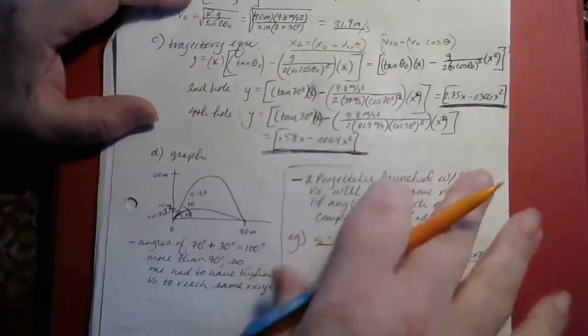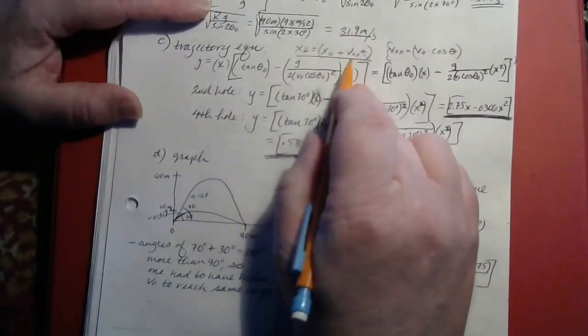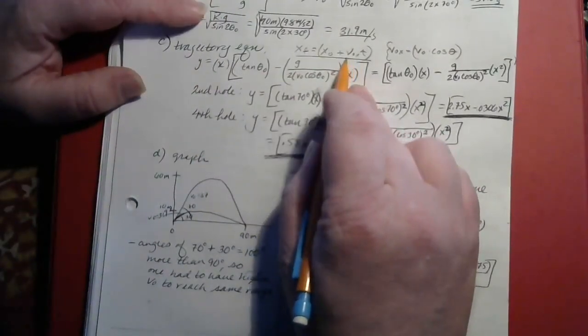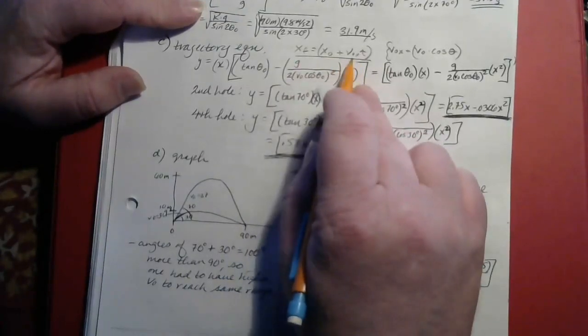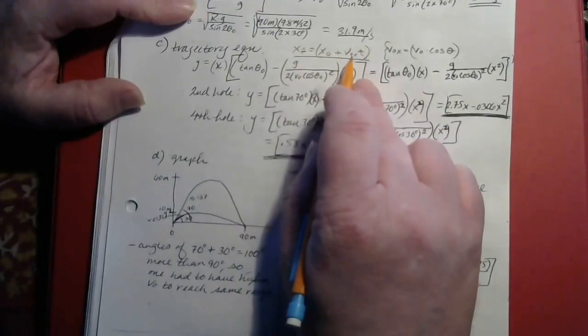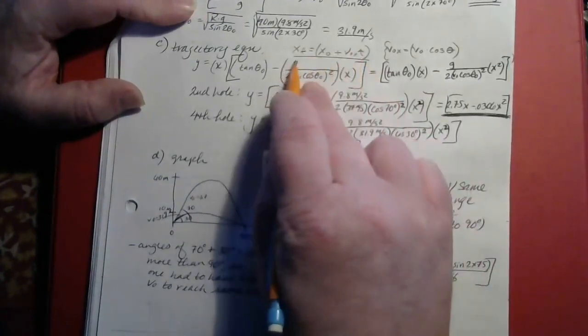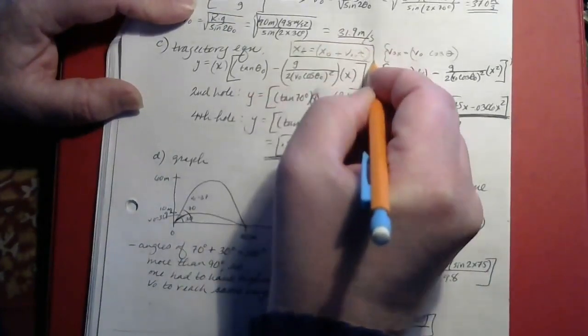In real life, the velocity in the x direction will be slowing down because of air resistance. But here we're assuming that doesn't exist. So we can assume that the velocity throughout its entire flight in the x direction will be the same as the original velocity in the x direction. So that's all you really need to do if you want to find the position in terms of x.